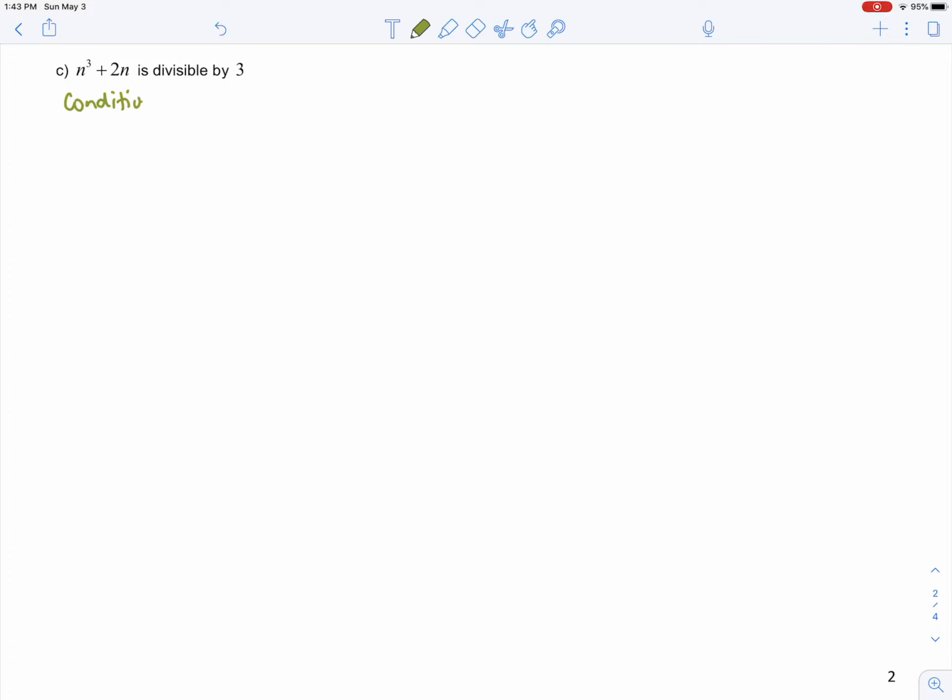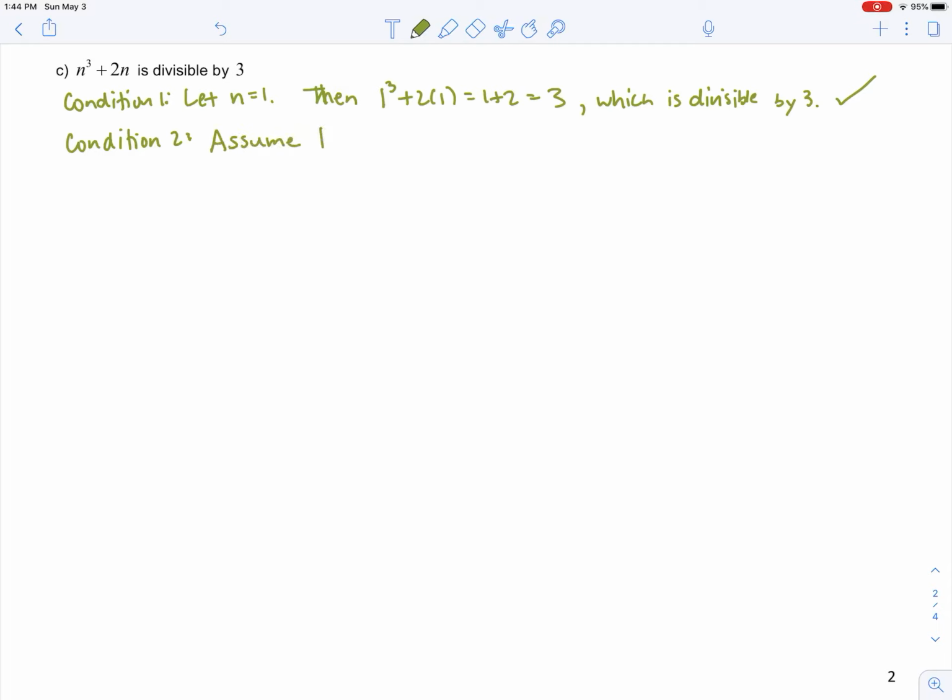So here's condition 1. Let n equal 1. Then 1 cubed plus 2 times 1 equals 1 plus 2 equals 3, which is divisible by 3. So condition 1 holds. Now we're going to assume that this statement is true for some natural number k. Condition 2. Assume k cubed plus 2k is divisible by 3.